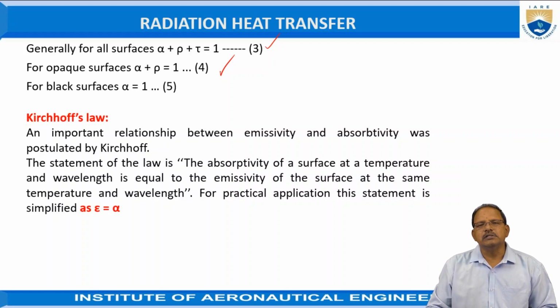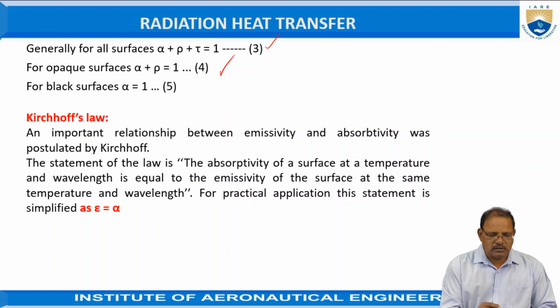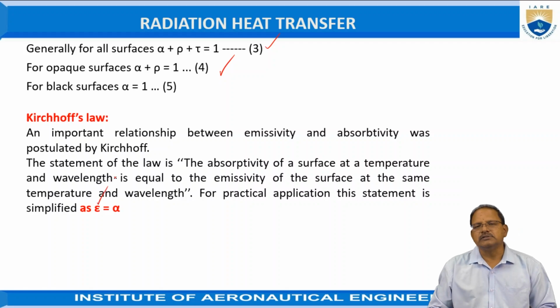Kirchhoff's law is always related to the black body. It gives the relationship between the emissivity as well as the absorptivity of the black body. This states that the absorptivity of a surface at a given temperature and wavelength is always equal to the emissivity of the surface at the same temperature and wavelength. For practical applications, the statement is simplified as epsilon is equal to alpha.